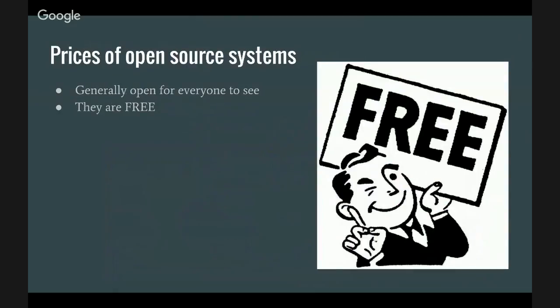Prices of open source systems. Generally, open source refers to a computer program that has a source code available for all people to use and modify from an original piece that was created. Currently, all open source codes are free. There's no charge. If a business creates a new code based on an old code, it still has to be free.